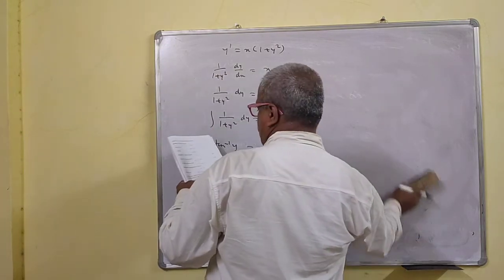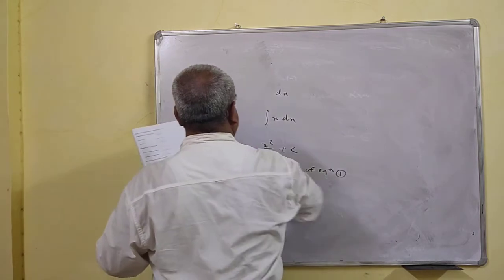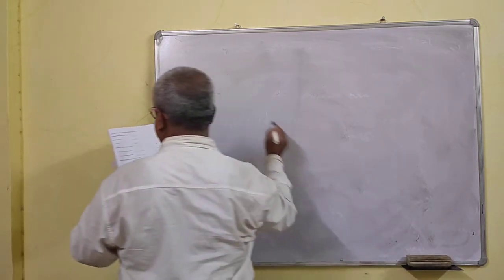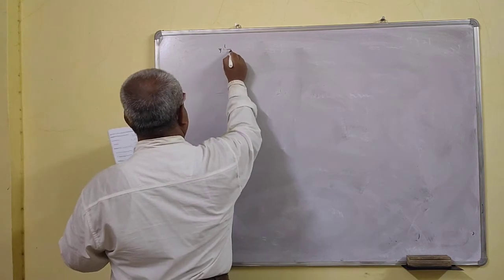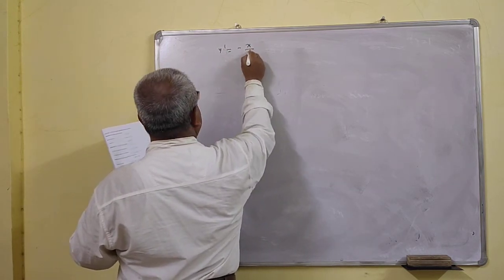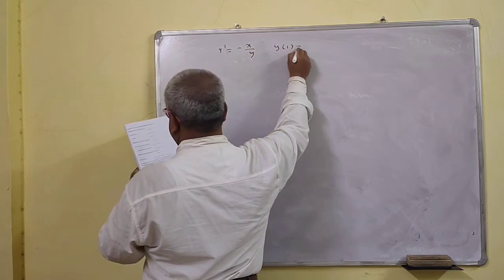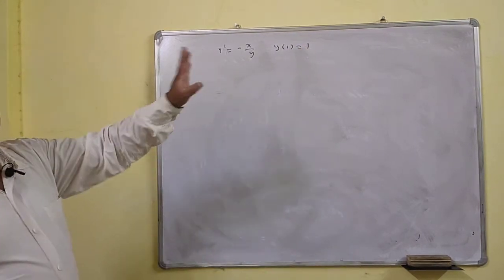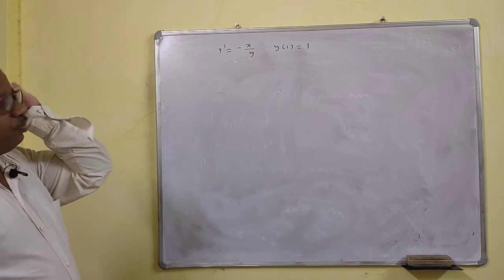Okay, solve y prime is equal to minus x upon y, with y of 1 is equal to 1. You can take any value, y of 1 is equal to 2, y of 2 is equal to 3. Okay, no problem for it.